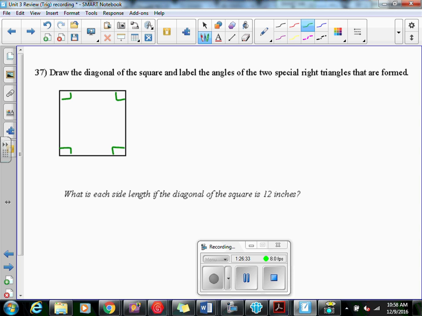But let me go back. What do you know about the sides of the square? They're all congruent. So every single side is going to be the exact same length. But then they ask the question. They want us to draw a diagonal. So if I draw a diagonal in here, a diagonal goes from one vertex to the opposite vertex.